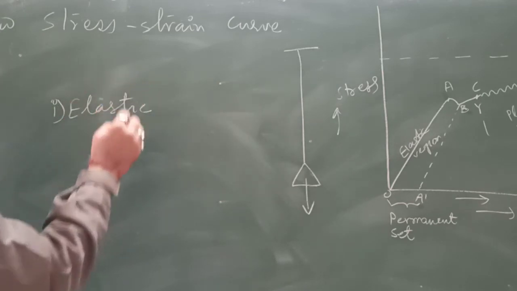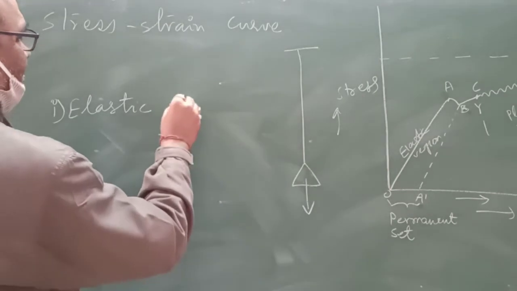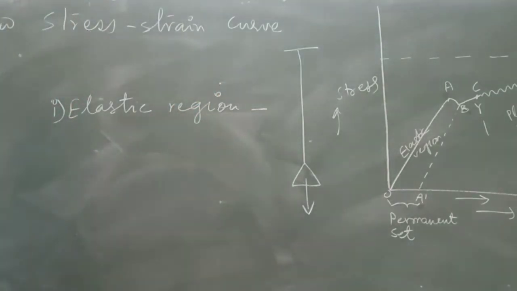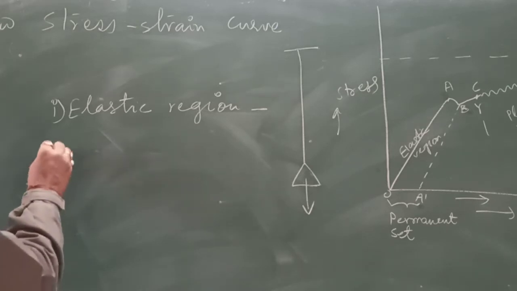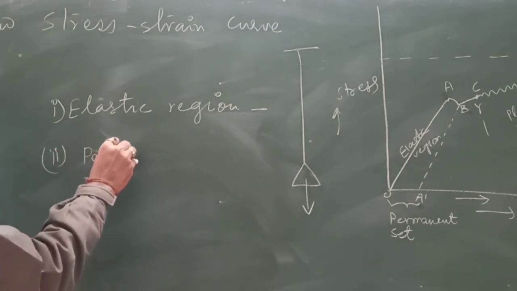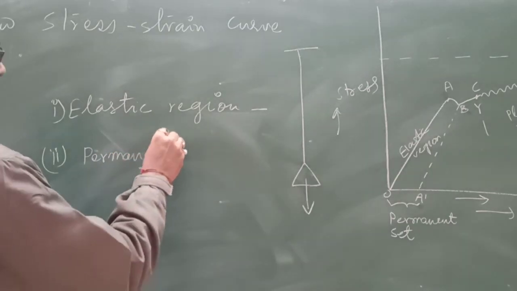When load increases, stress increases, strain also increases, up to the point A. If we unload the wire up to the point A, then the wire follows the AO path, and that region of the graph is known as the elastic region. Again, the second point is permanent set.